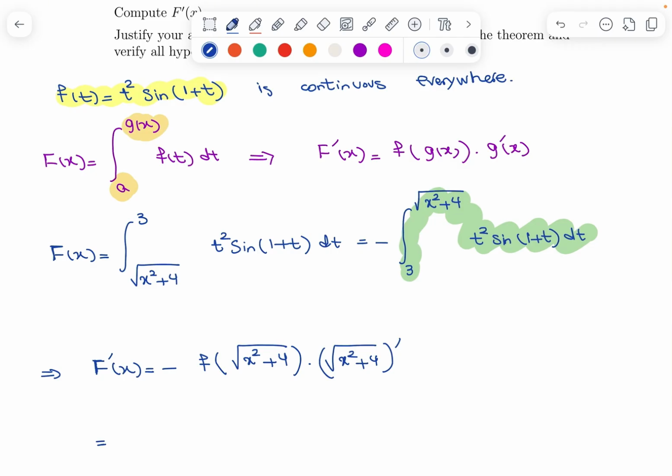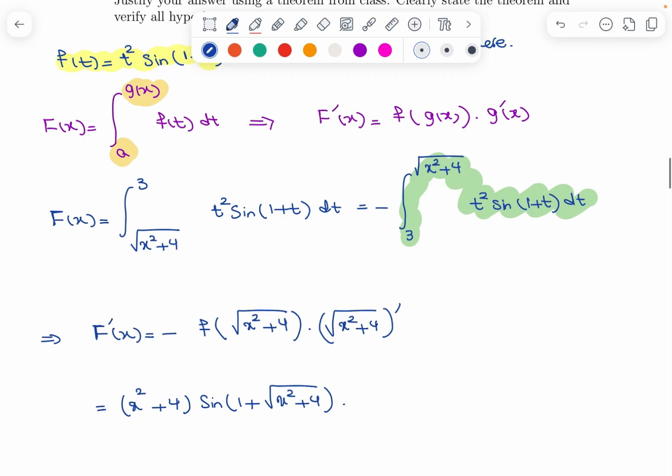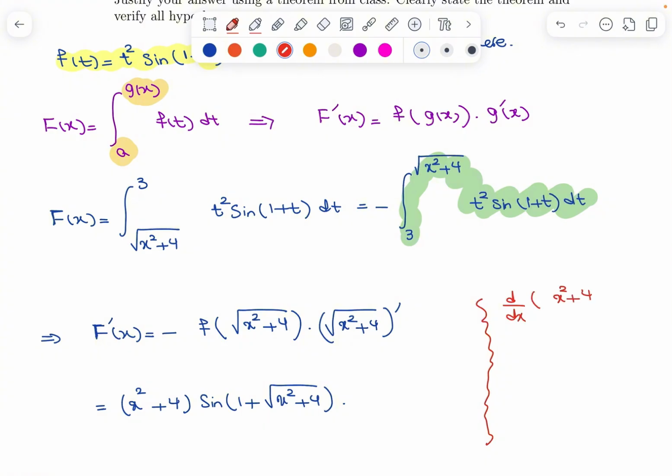Therefore, f at square root of x square plus 4 would be x square plus 4 times sine of 1 plus square root of x square plus 4, times the derivative of square root of x square plus 4. So we can find the derivative of square root of x square plus 4 separately. You can consider square root of x square plus 4 as x square plus 4 to the 1/2. By using the chain rule, the derivative of this function would be 1/2 times x square plus 4 to the negative 1/2, times 2x, which is equal to x divided by square root of x square plus 4.